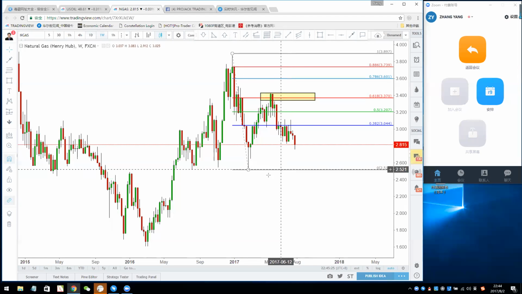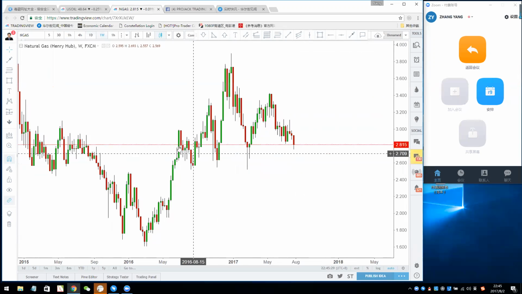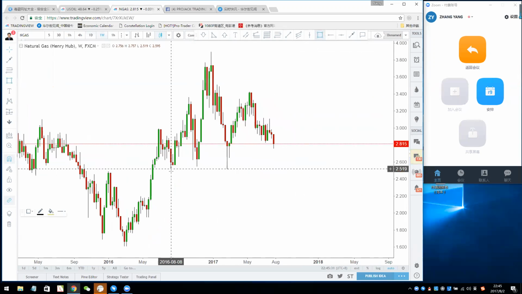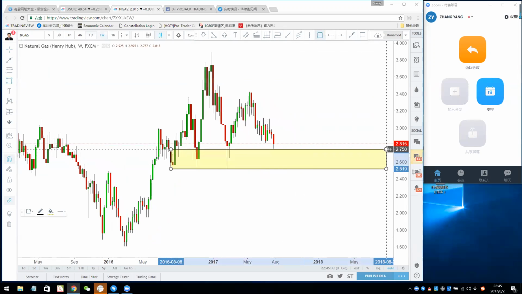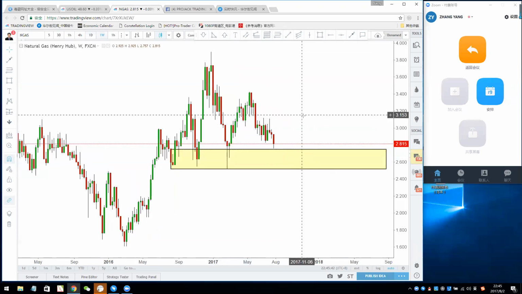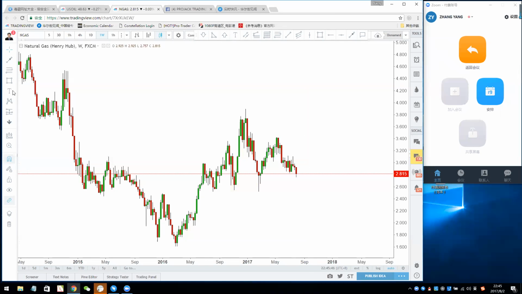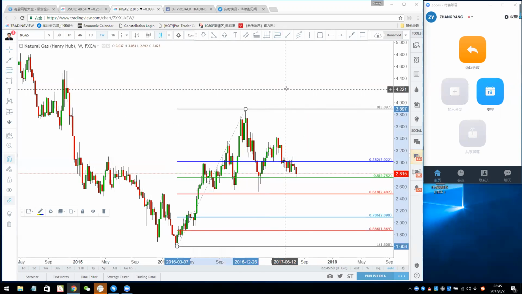So I anticipate there are still some buyers from here. There is still some buying force at this level. So don't short into the support. You want to short on the pullback, or you want to buy the low. I will give you a chart for the natural gas here.